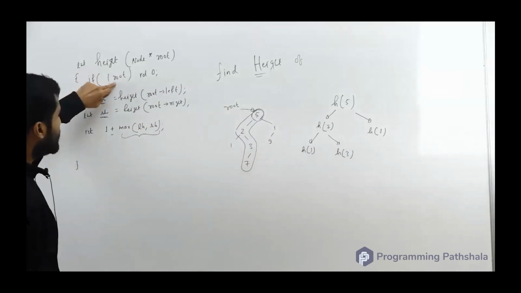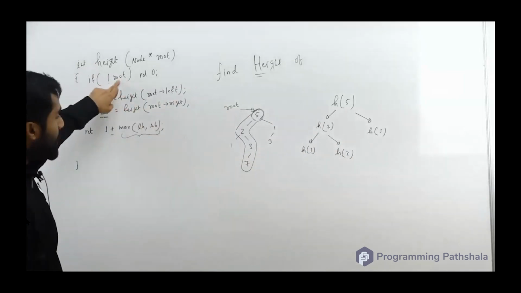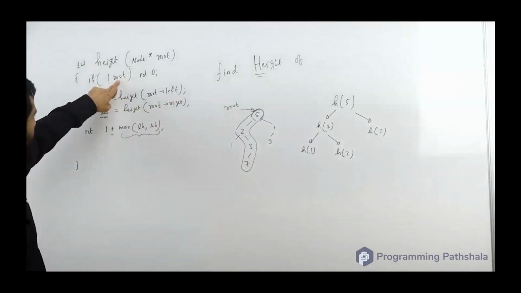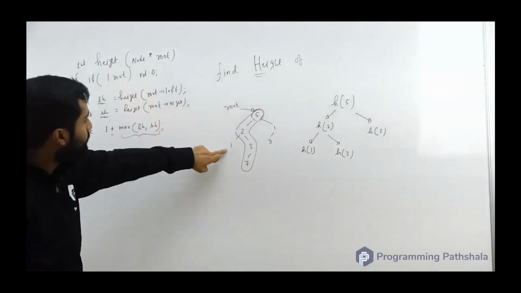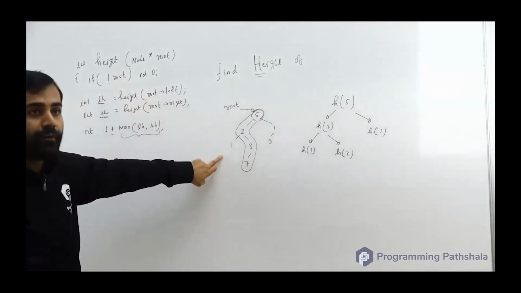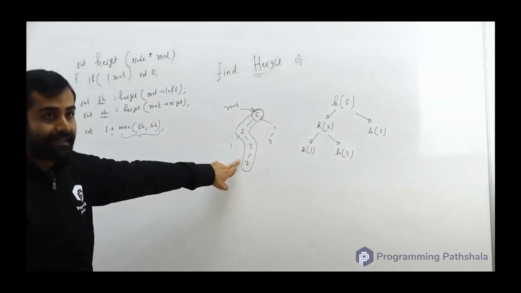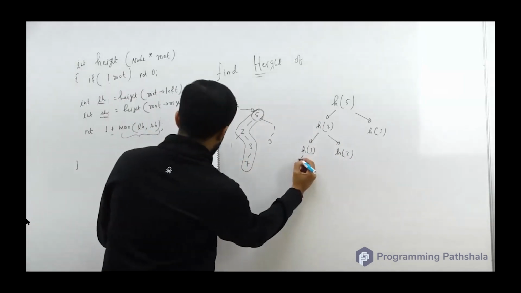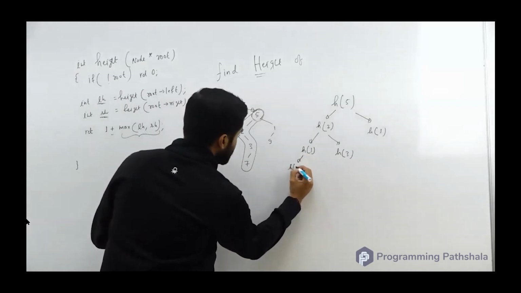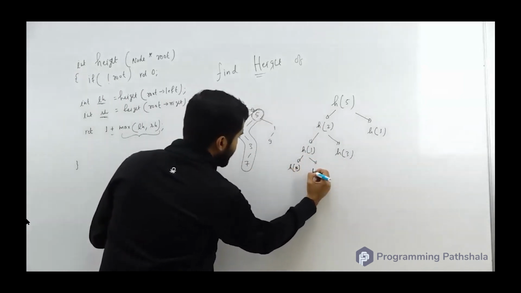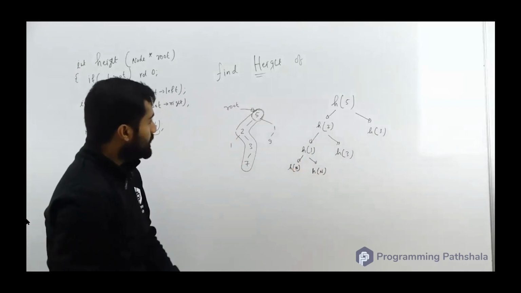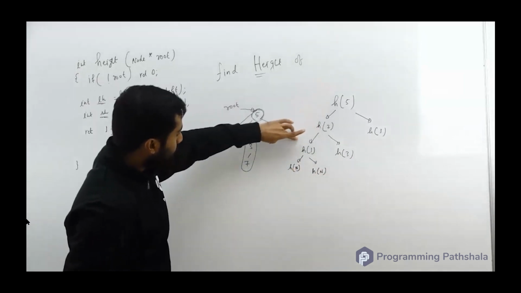Now again, you are at this node which is not null. So you will make a call to the left and right child of 1. What is the left child of 1? The left child of 1 is null. What is the right child? That is also null. So you will call height for null and height for null.